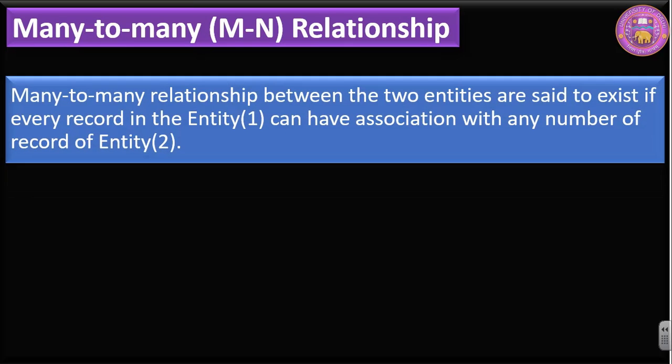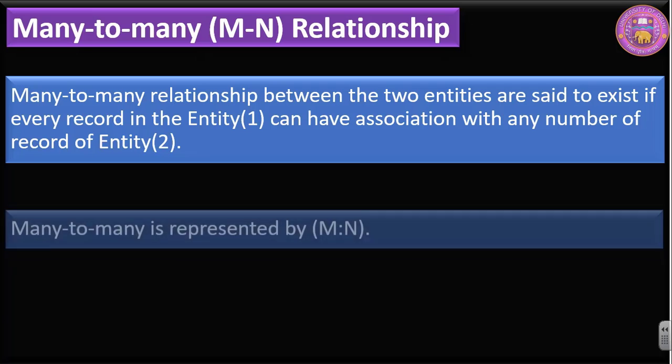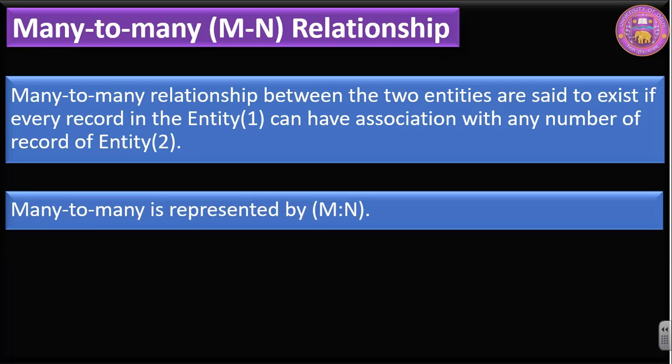Let us move on to the third point, that is the many-to-many relationship. A many-to-many relationship between 2 entities is said to exist if every record in entity 1 can have association with any number of records of entity 2. This is represented by M colon N, many to many.